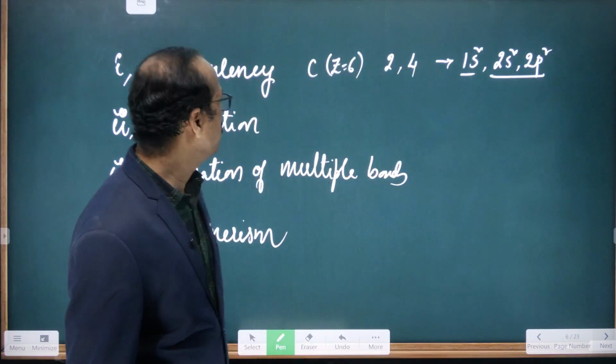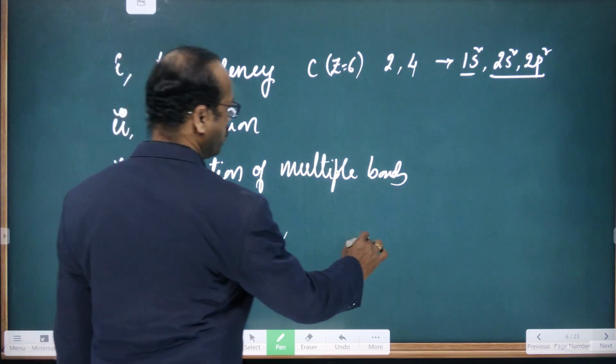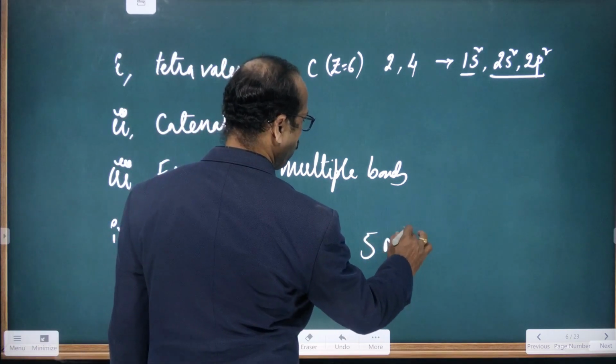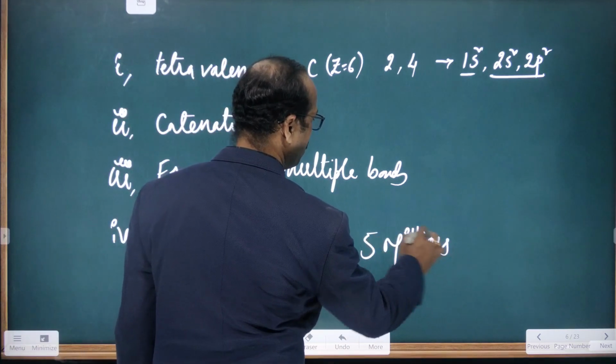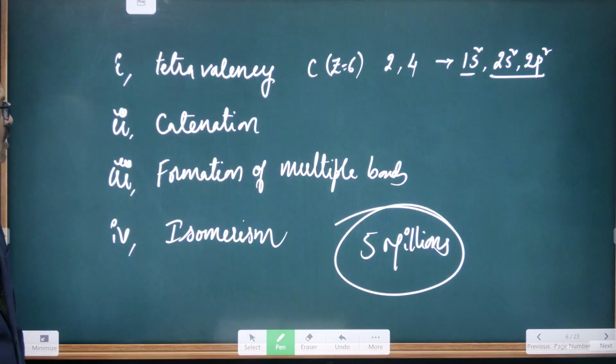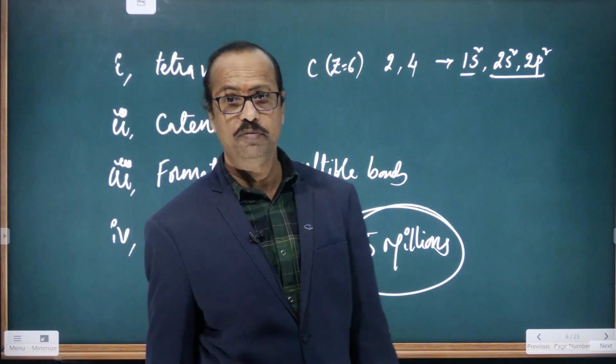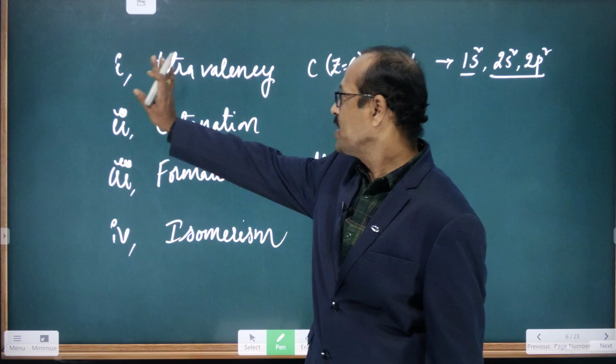As of today, more than 5 million carbon compounds exist. Why can carbon form this many compounds? What is the speciality of carbon? These are the unique properties of carbon.